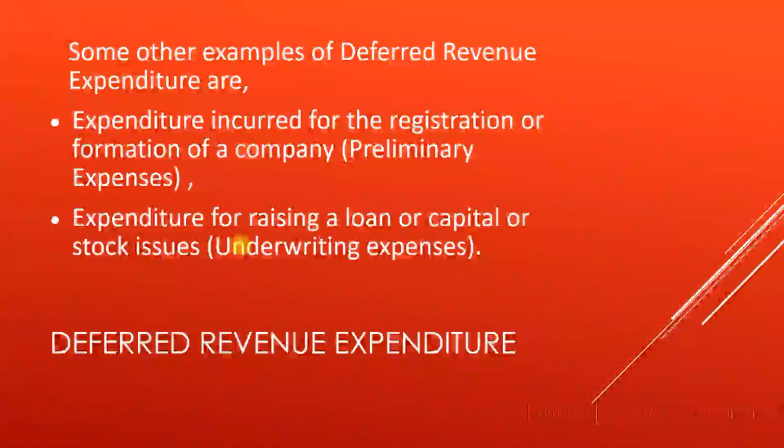Even though such expenditure is termed capital, what is done is that the revenue expenditure in part for the current year will be considered as revenue expense, and the remaining expenditure whose benefits may accrue for the next 2 years will be deferred or placed under deferred revenue expenditure, a revenue expenditure that is postponed. Other examples are preliminary expenses, which is for registration or formation of a company, and expenditure for raising a loan or capital or stock issues, which is underwriting expenses. These expenditures are termed as deferred revenue expenditure.